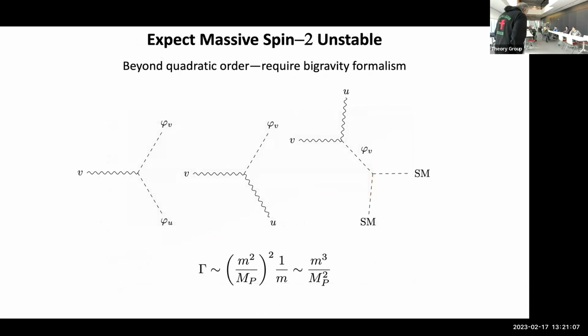Is the massive spin 2 mode stable? Well, I think this is a little bit model dependent. If you look beyond quadratic order, which requires the bigravity formalism, the V, the massive mode, can decay to phi V and phi U, or U and phi V, you know, there would be decay modes. So you would expect it to be unstable in this model. And of course, the decay width is Planck suppressed. So you would think it's very, very small, but then M may not be so small. So it's hard to see how this can be dark matter and be stable over the age of the universe.